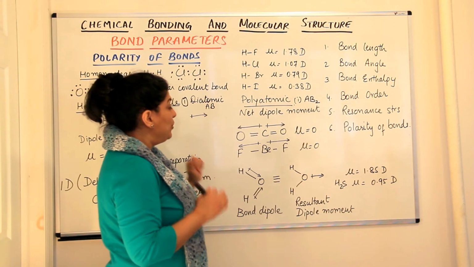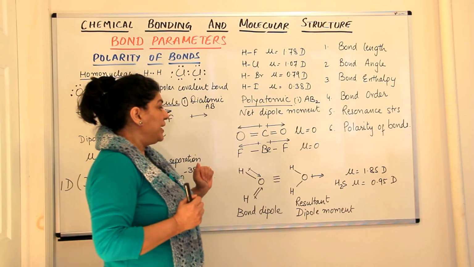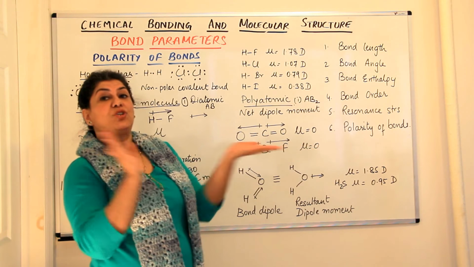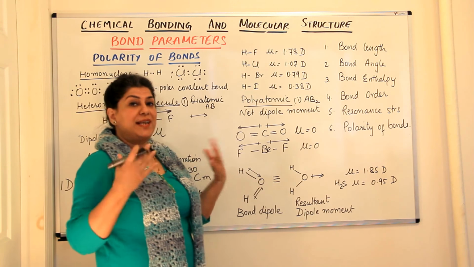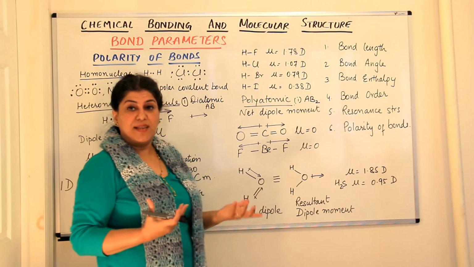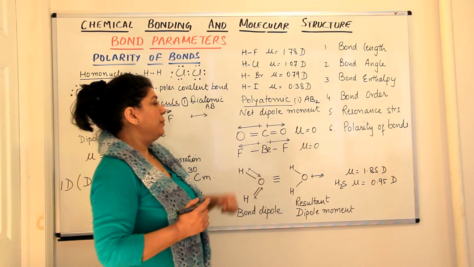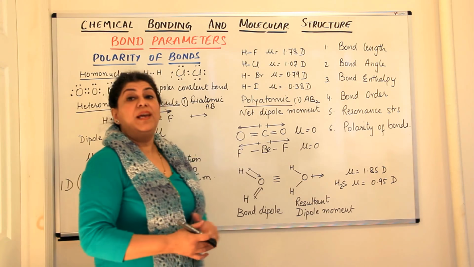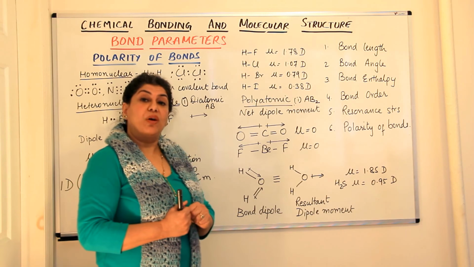In BeF2 again, a similar situation arises. Fluorine being more electronegative, the dipole moments are towards the fluorines and the magnitude is the same, because the difference in electronegativity is the same for both fluorines. Therefore, we have a similar situation to carbon dioxide and the net dipole moment of BeF2 would also be 0. So what do we notice in triatomic molecules?